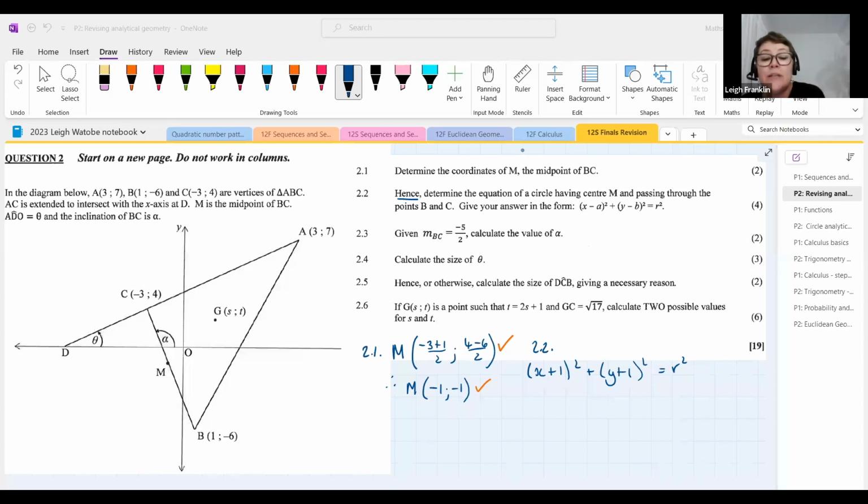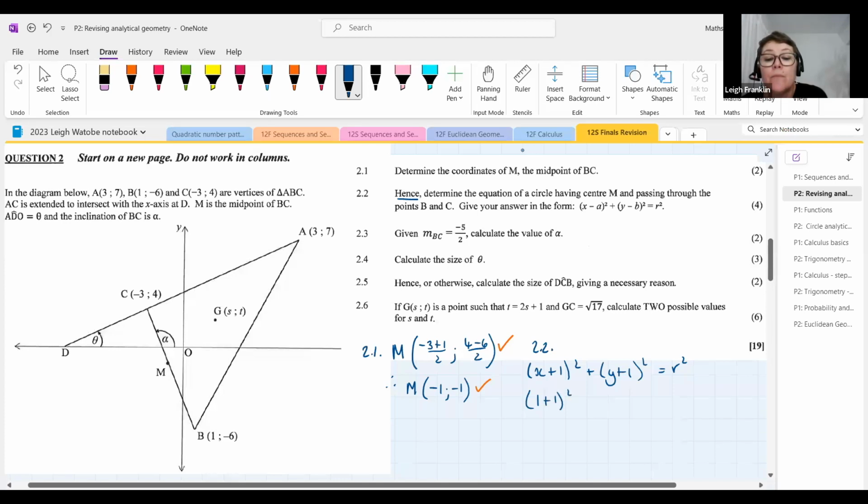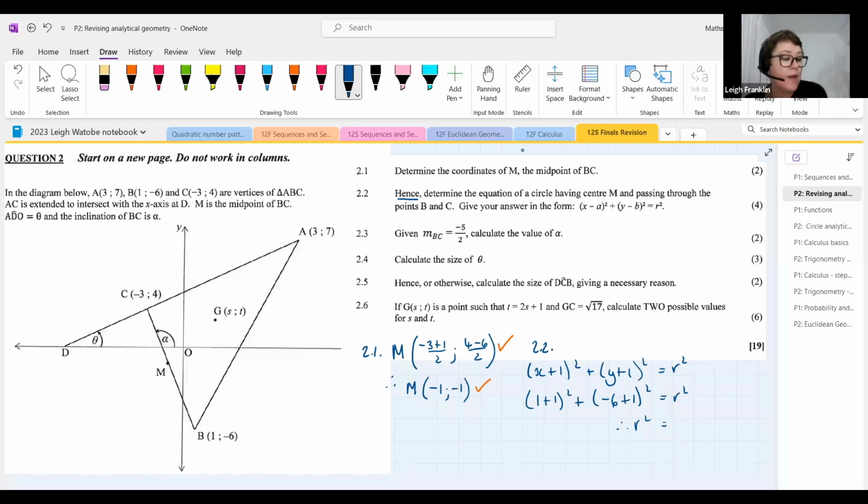The X coordinate of B is 1. The Y coordinate is -6. And I'm able to calculate r² from that. What are you guys getting for r²?